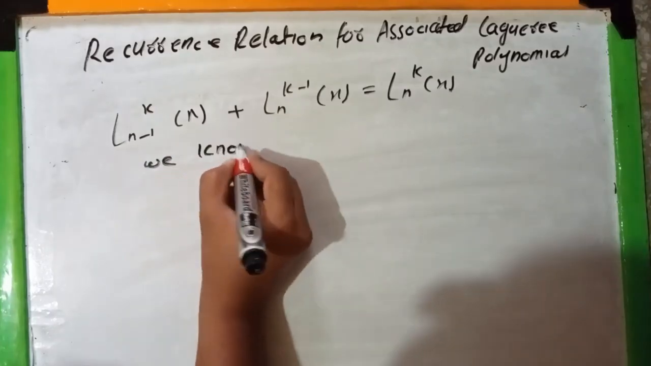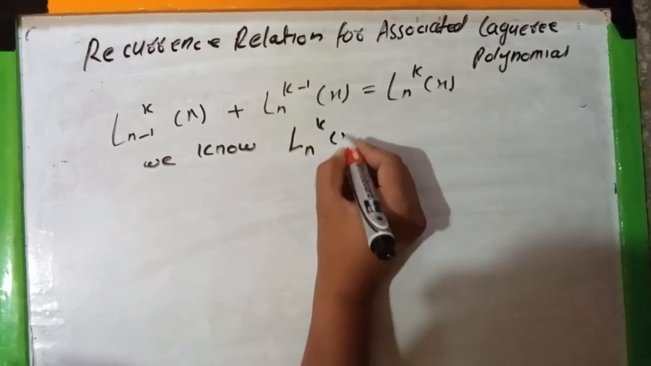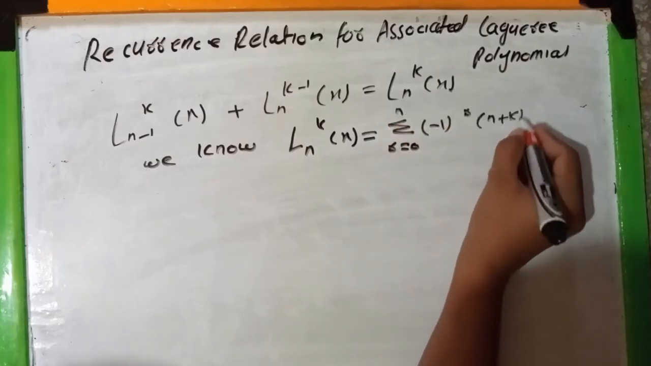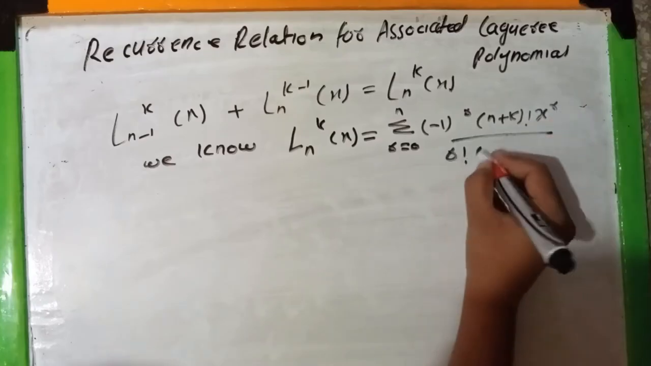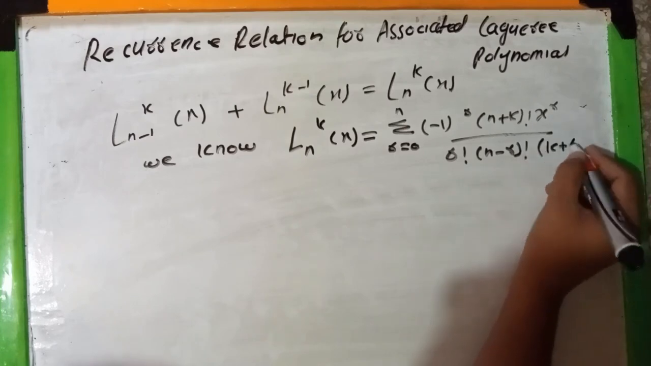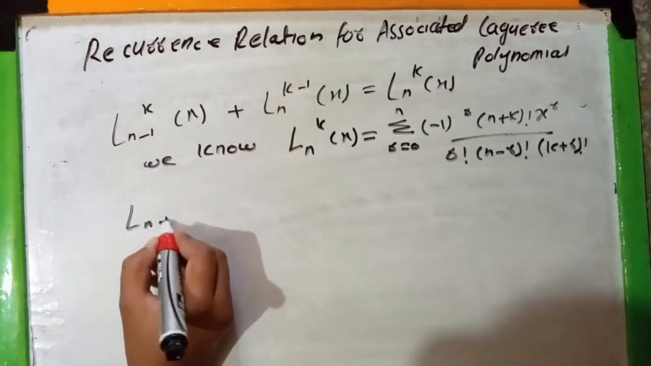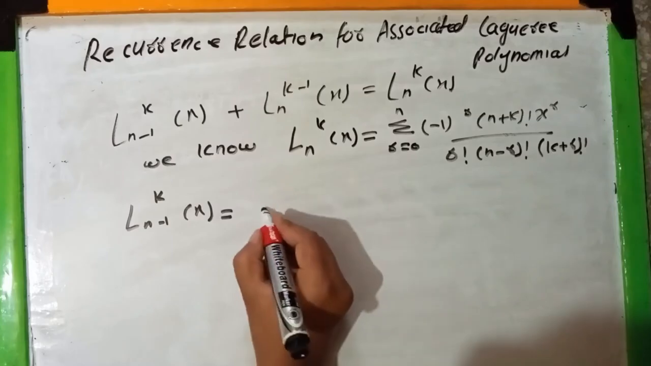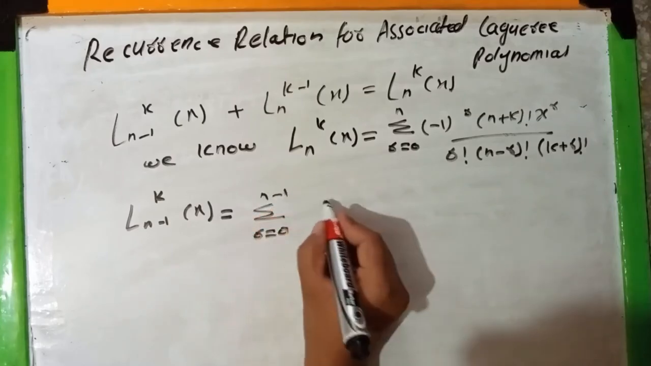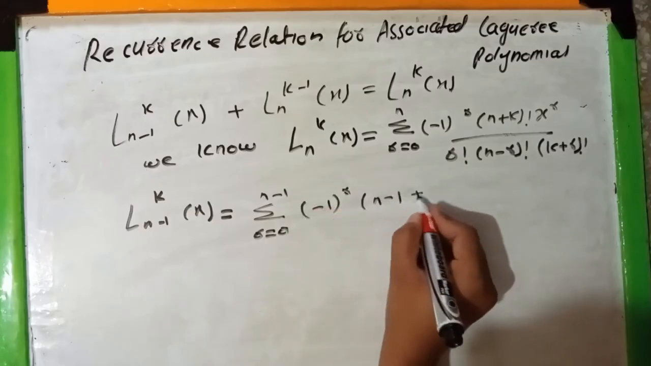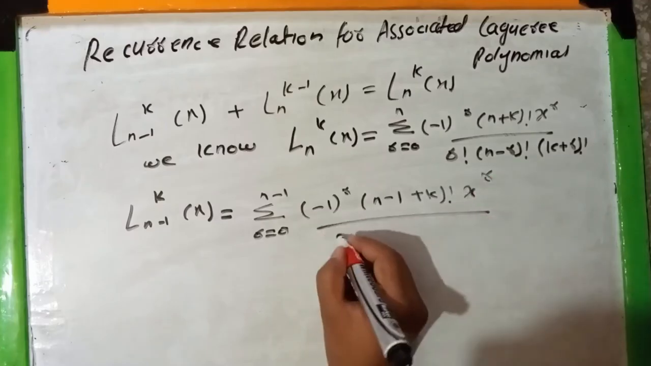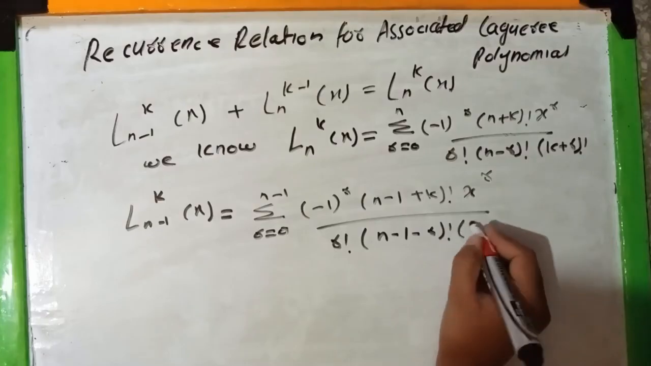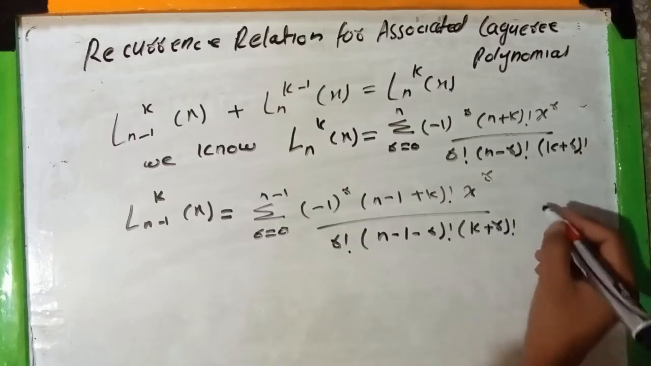We know L_n^k(x) is equal to summation r = 0 to n (-1)^r (n+k)! x^r / (r! (n-r)! (k+r)!), and L_(n-1)^k(x) is equal to, replacing n by n minus 1 in this equation, summation r = 0 to n-1 (-1)^r (n-1+k)! x^r / (r! (n-1-r)! (k+r)!). This is equation number 1.